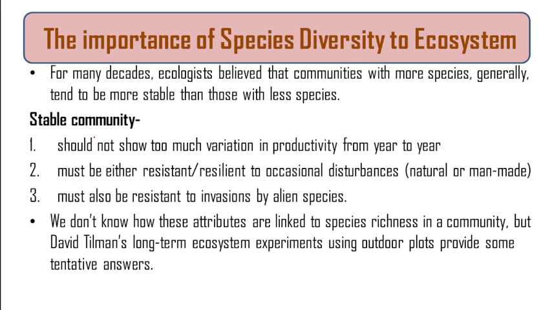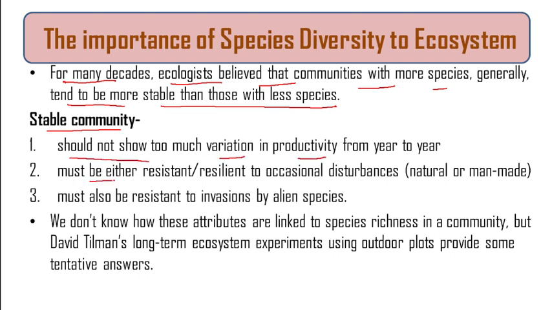Okay, now let's talk about the importance of species diversity to the ecosystem. For many decades, ecologists believed that communities with more species generally tend to be more stable than those with fewer species. What are the characteristics of a stable community? They should not show too much variation in productivity from year to year. They must be either resistant or resilient to occasional disturbances, natural or man-made. The stable community must also be resistant to invasions by alien species.